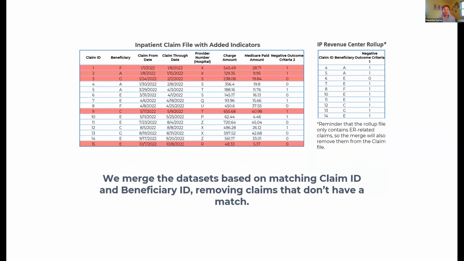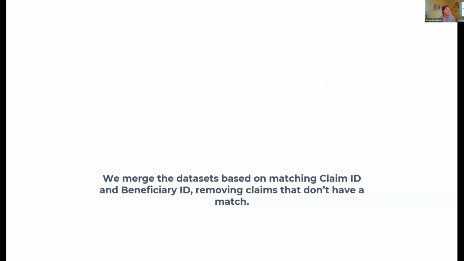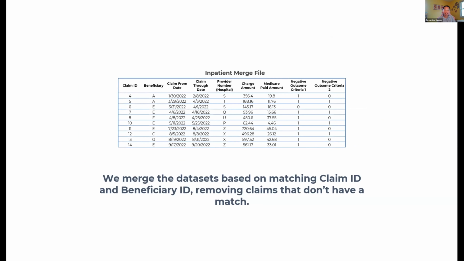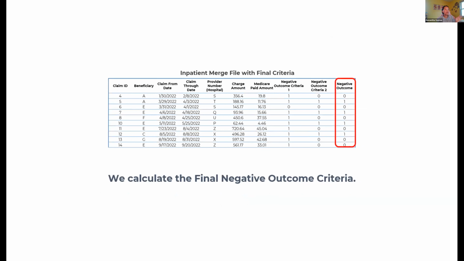So we're going to go ahead and merge the data sets based on matching claim ID and beneficiary ID, and then remove any claims that don't have a match. And then we end up with a table that looks like this. As an extra step, we're going to add our final negative outcome criteria. If both criteria 1 and criteria 2 were equal to 1, then our negative outcome would equal 1. Again, this is fictional, so you would make your own decisions on what your outcomes would look like.